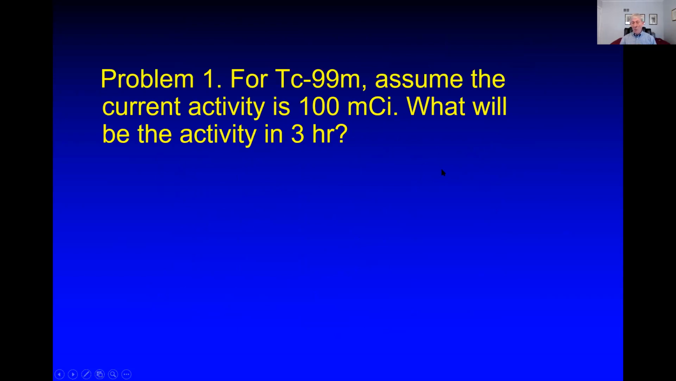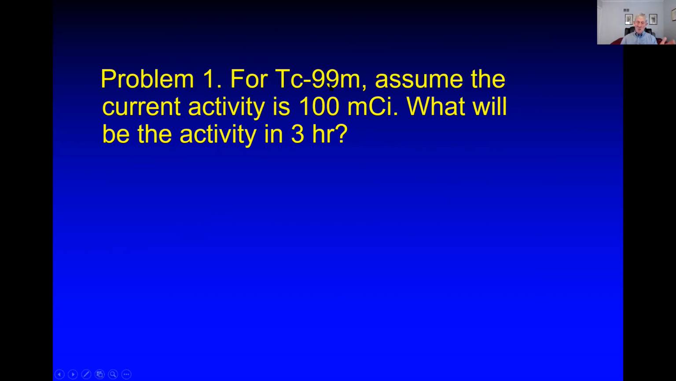Now, before I work any decay problem, I like to estimate, to make a linear guess at the answer. Because my linear guess is almost guaranteed to be within 10%, if I come up with an answer not within 10%, I know I calculated it wrong. My answer's out in left field somewhere. Well, let's take a look.